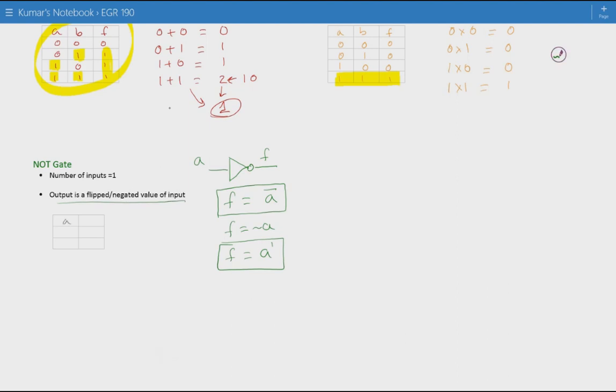If I have input A, output F, so if I have an input 0, my output becomes a 1. If I have input 1, my output becomes a 0.